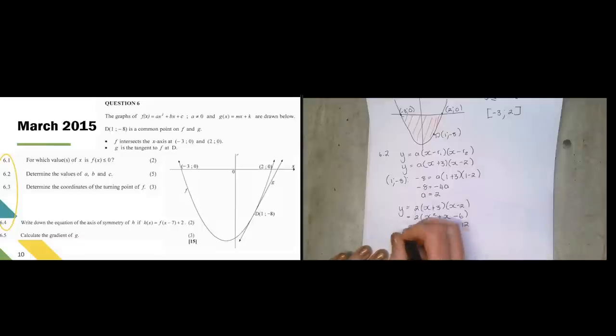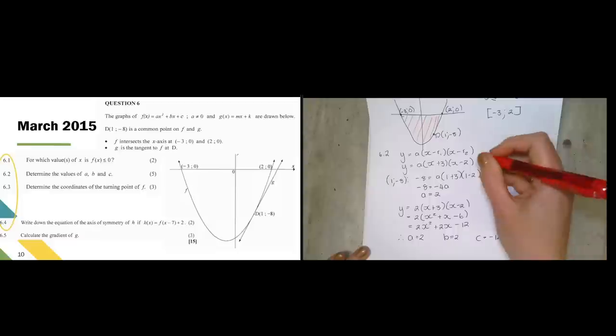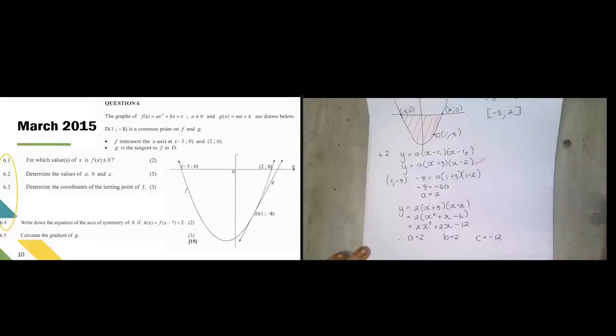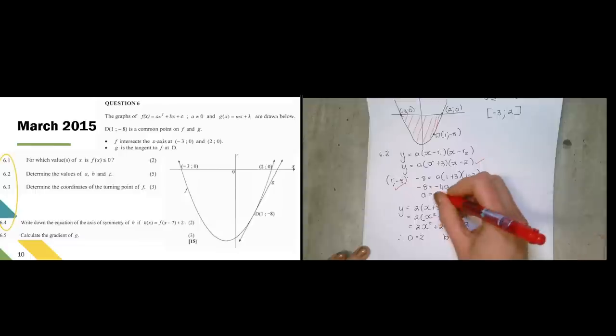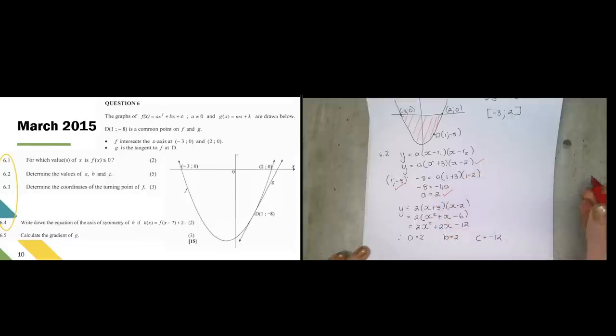So what are the values? A was 2. What is the value of B? B is also 2. And what is the value of C? C is negative 12. This was a 5-mark question. So where did they allocate the 5 marks? The first mark was for writing it in x-intercept form and substituting in the two x-intercepts. Then for substituting in the coordinate 1, negative 8, and for calculating that A is 2. And then for multiplying out and coming to the conclusion that B is 2 and C is negative 12.